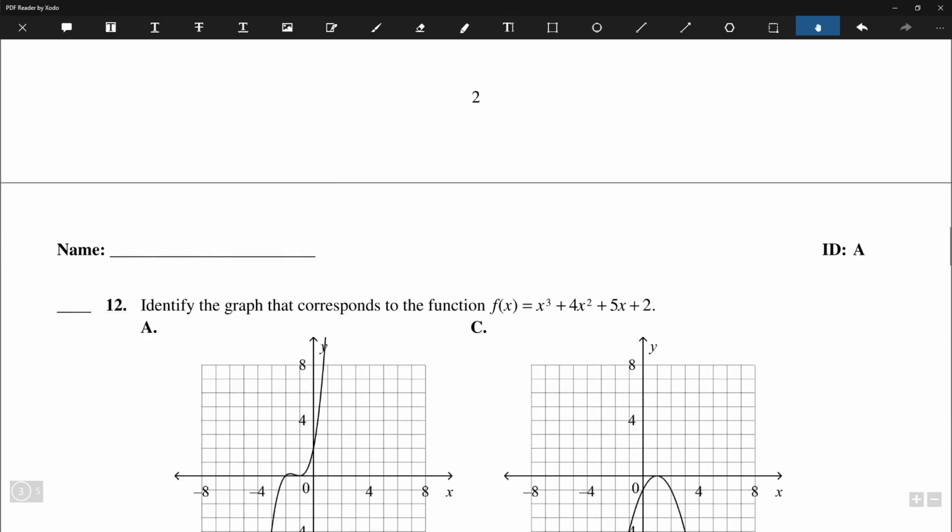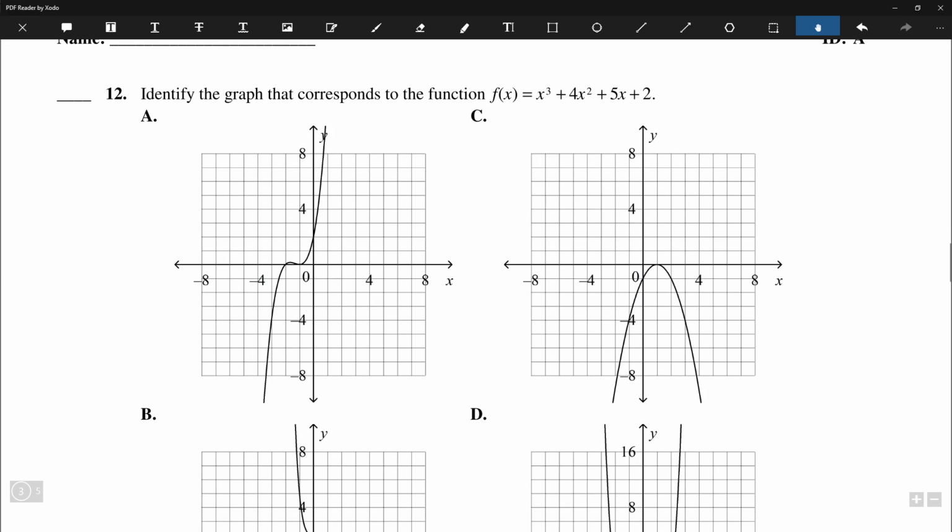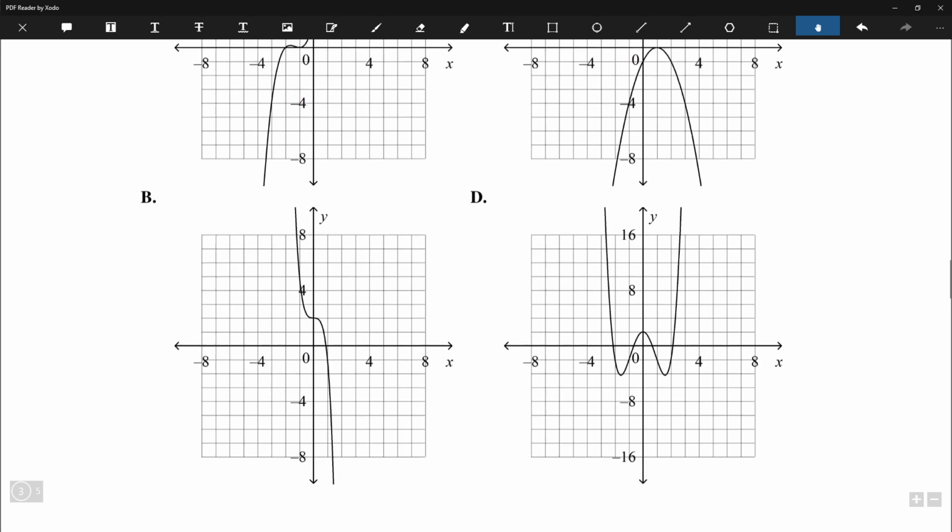Okay, number 12. So we're looking for the graph of x cubed plus 4x squared plus 5x plus 2. So of these 4 graphs, only A is odd degree and positive and has the correct y-intercept. So 12 must be A. And finally, number 13.